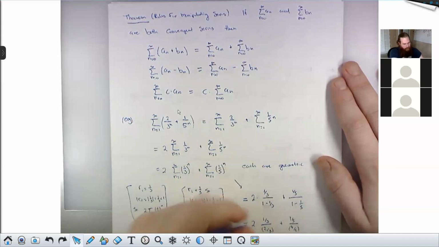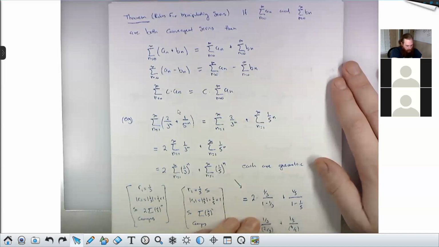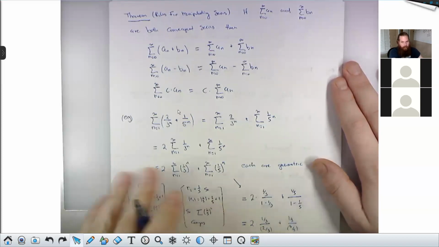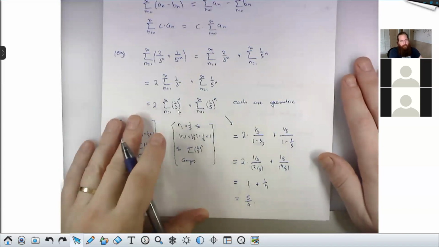So what do we get all together? I can flip and multiply here. This will be 1/3 times 3 over 2. This piece here is all just 1. And then this piece, 1/5 divided by 4/5, is 1/4. So altogether we'll have 5/4. Oops, sorry, there we go.